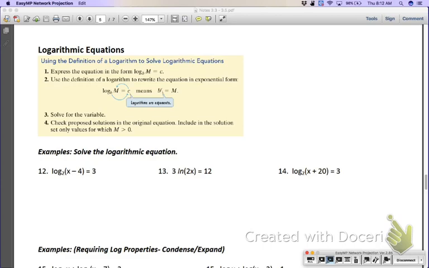So if I have log base 2 of x minus 4 equals 3, I'm going to turn this into an exponential. Remember that 2 is my base. The 3 comes over with the 2, and then the whole "of" part, in this case the x minus 4, will go to the other side. Then we just solve it like a regular equation. I need to do 2 to the third, which is going to be 8. So x minus 4, add 4 to both sides. 12 is equal to x.